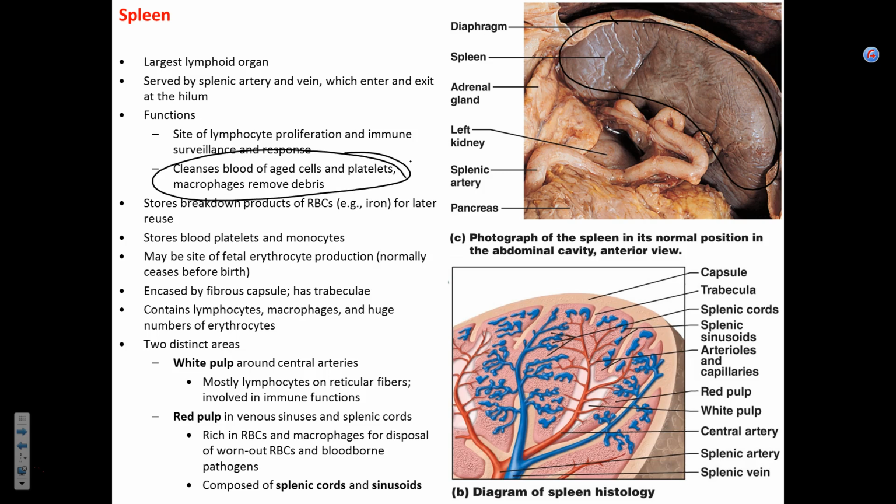It stores iron, and in some cases it can be a site of erythropoiesis in children. By the structure, it looks a little like a large lymph node, the same connective tissue capsule. Trabeculae that sort of divide it in the compartments.